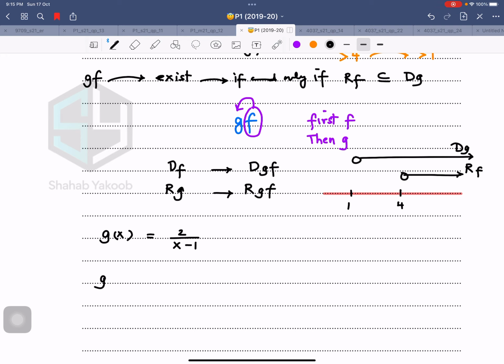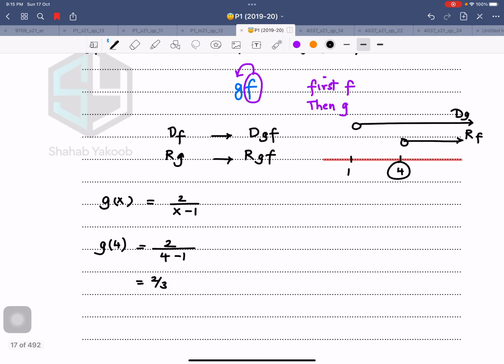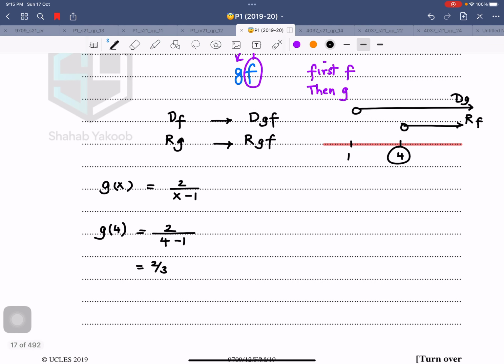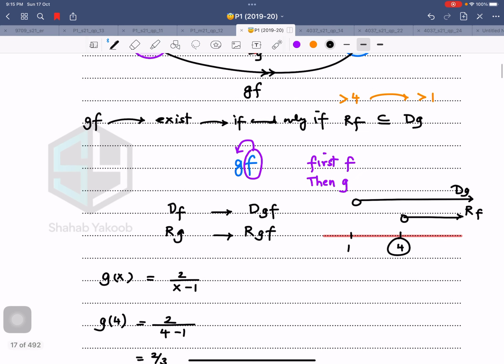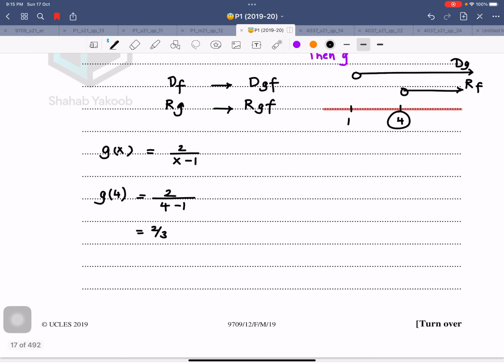So now what will you put in? You will put in 4 because that is the subset. So g of 4, that is 2 over 4 minus 1. That comes out to be 2/3. That is the first thing that I got. Now what else do we need to calculate? Will it be greater than 2/3? Will it be lesser than 2/3? What will it be? So now, isn't it a good idea that I start to sketch this?